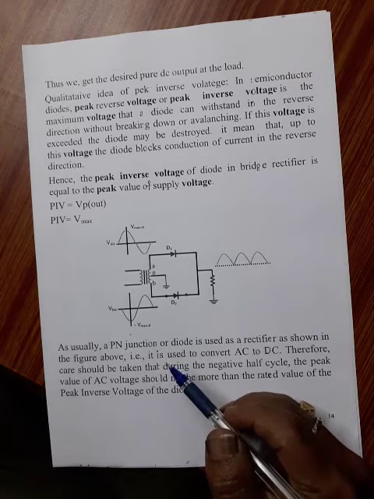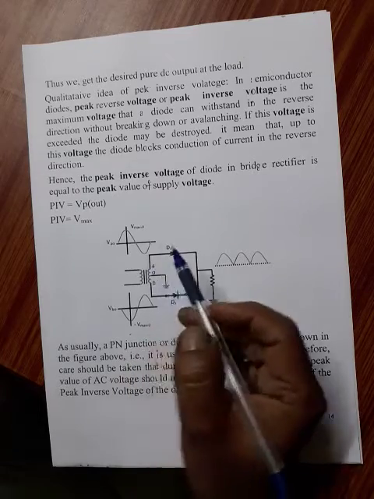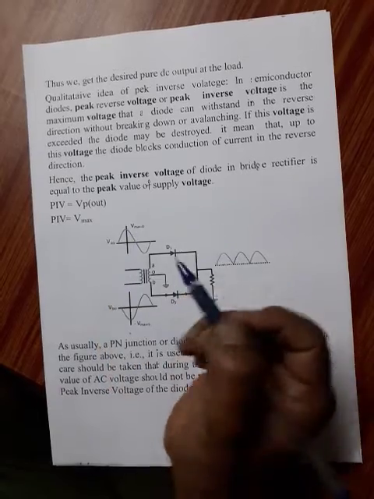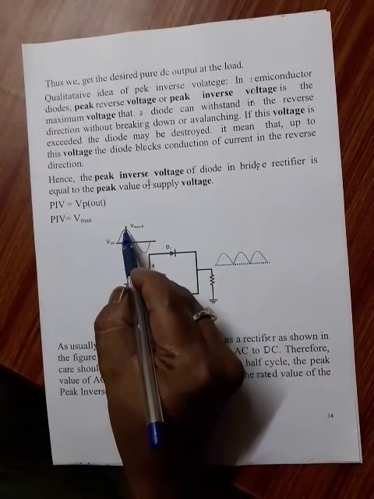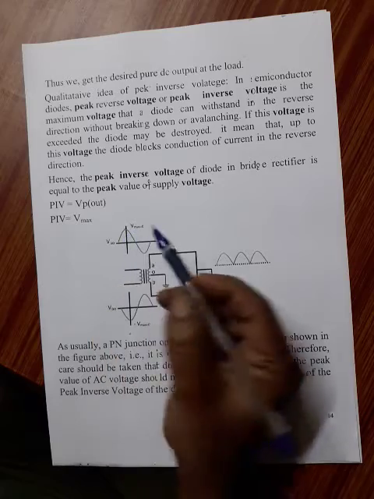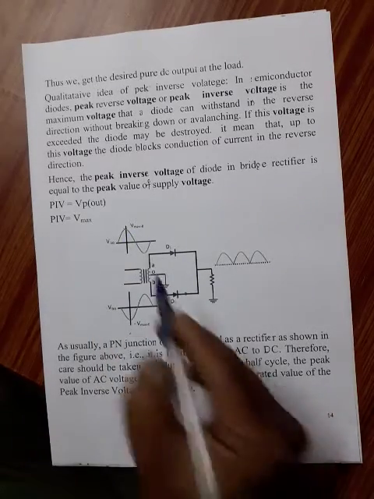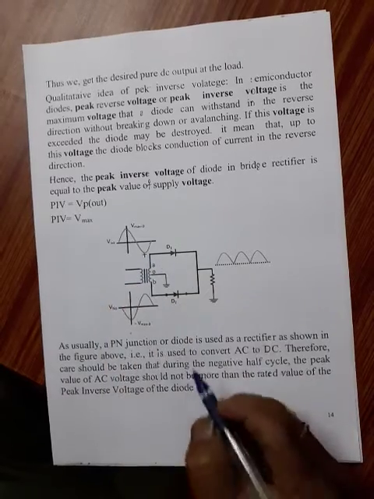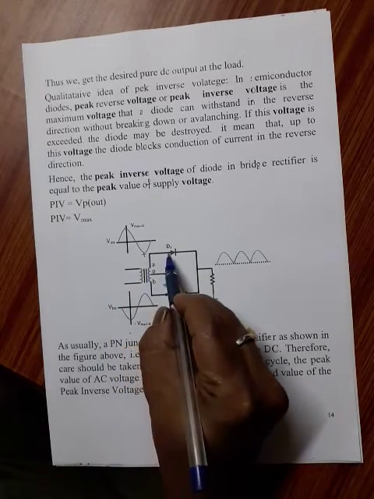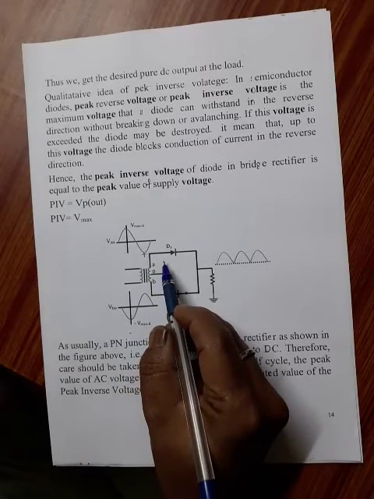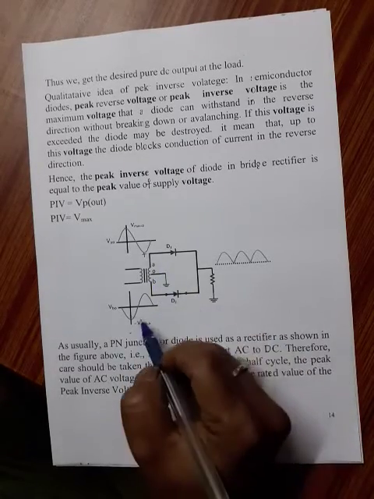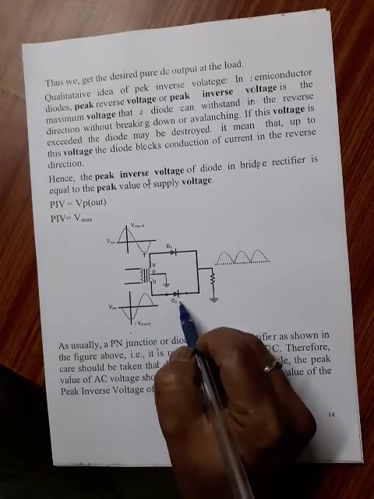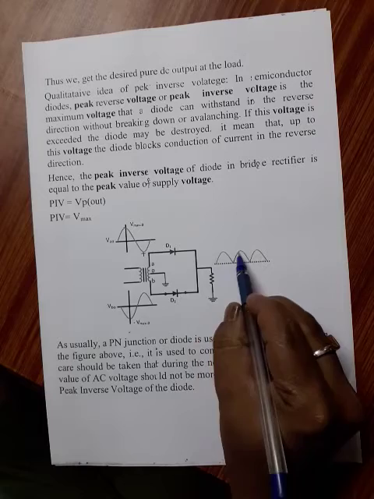So here you can see this is the voltage which is applied. Once it reaches the maximum, the positive half will come across the diode D1. At the same time, the negative maximum will come across D2, so the output is a rectified one.